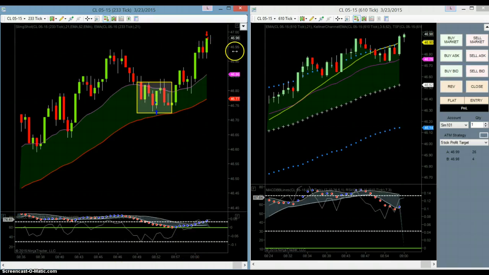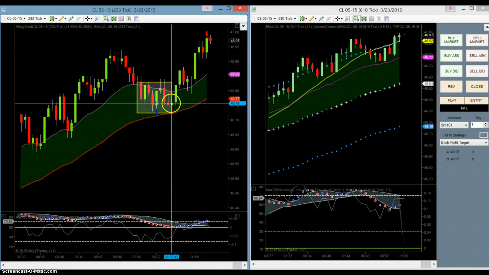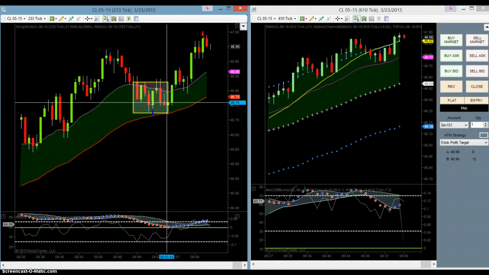So that was not a bad trade. Our entry was 46.76, and we went almost to 47. So it's roughly about 22 ticks, and that was a good trade.